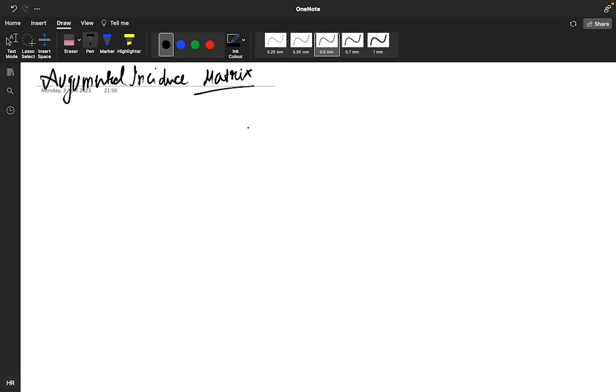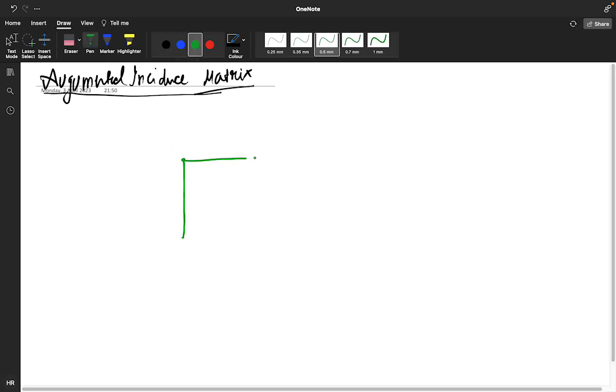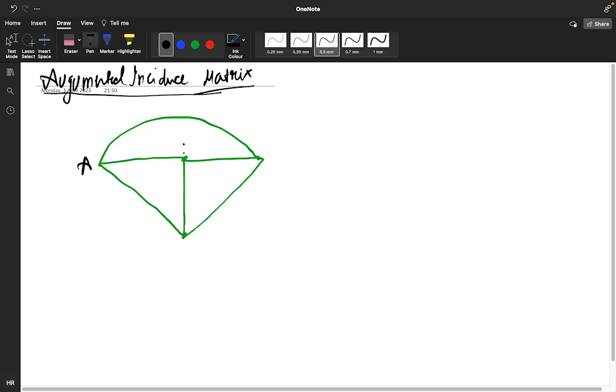Okay, so suppose I am taking this network like this. If I have a graph, it's like this. I'm simply drawing one particular graph. For finding the augmented matrix, you need to give the names of the nodes. This is node A, this is node B, this is node C, and this is node D. Put the directions like this.